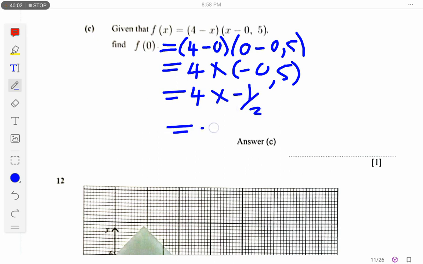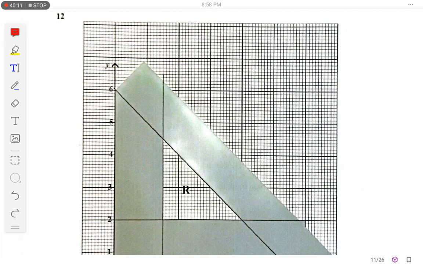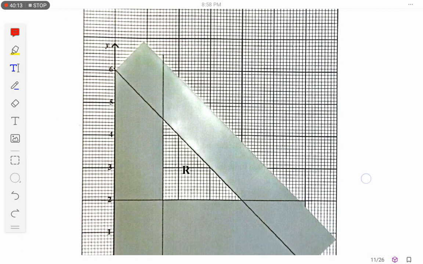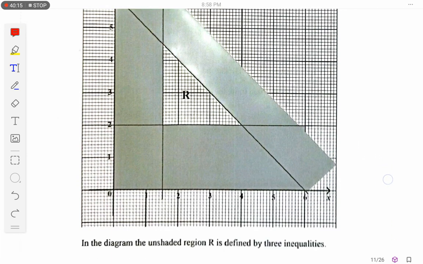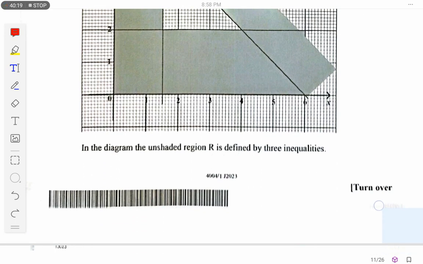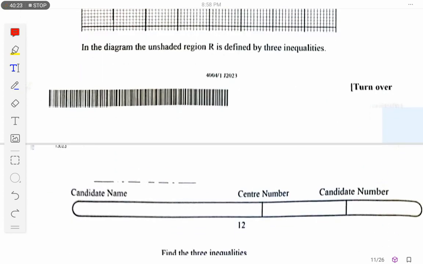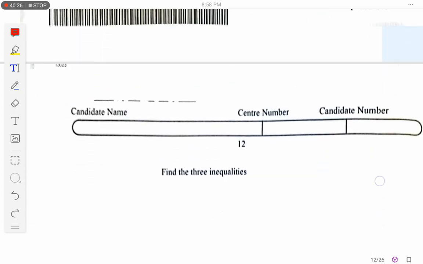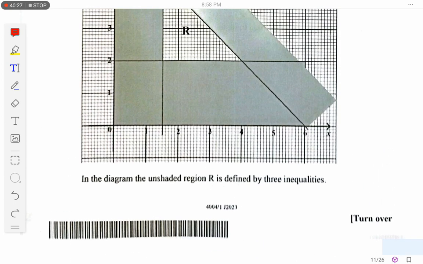We get ourselves minus 2 as the answer. Okay, let's move on. Now we are on number 12. Number 12 is saying, we have this graph here. This is an inequality. In the diagram, the unshaded region R is defined by 3 inequalities. Find the 3 inequalities. Okay, fine.